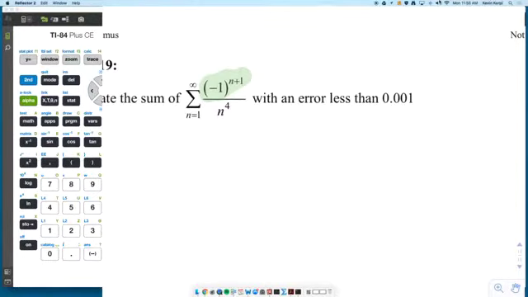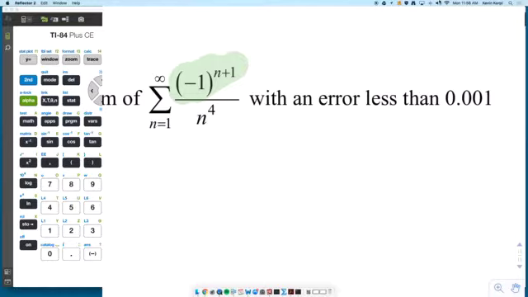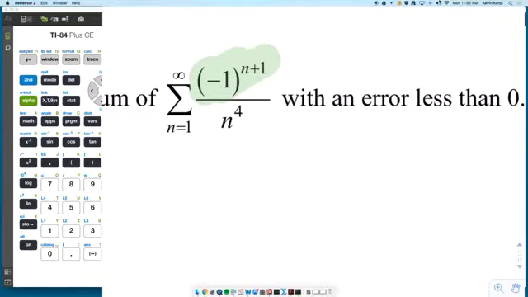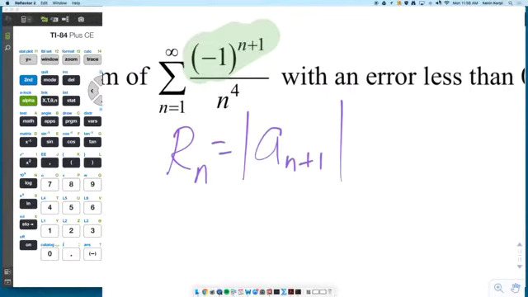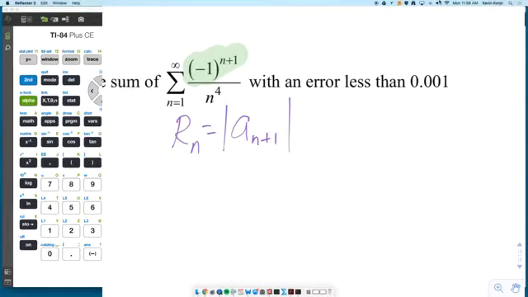I want to then figure out the sum so that it is within 1/1000th of the actual answer. So how am I going to figure that out? First of all, remember the remainder is going to be the absolute value of the first unused term. So all I have to do is start figuring out what some of the terms are, and the first time I get to a number that's less than 0.001, I'll say that's the first term that I don't want to use, right? And I don't have to worry about the alternator.